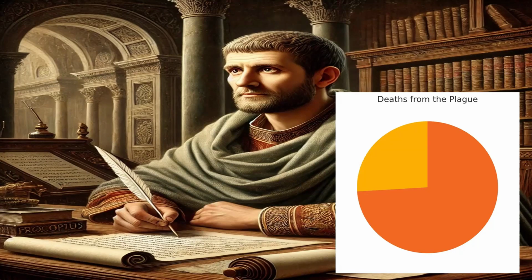Modern estimates suggest that the initial wave of the Plague of Justinian may have killed as many as 25 to 50 million people. That is approximately 13 to 26% of the entire world's population at the time. Over the course of the pandemic's recurrent waves, the death toll likely climbed higher, rivaling the mortality of later pandemics like the Black Death.